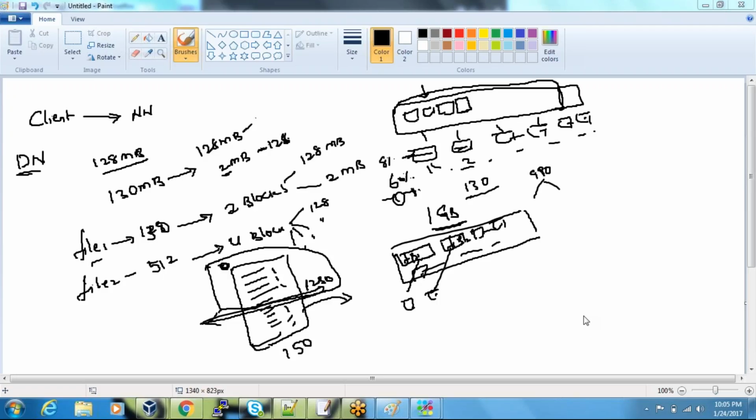Dheeraj is telling two replication factor. I didn't understand. Naga is asking: one file of 130 MB is loaded into HDFS, the same file is modified to 200 MB and loaded once again to HDFS. How would the data be arranged in the blocks?